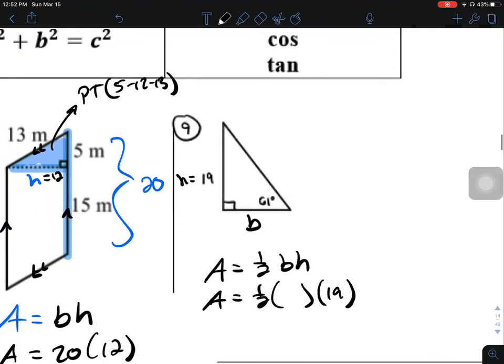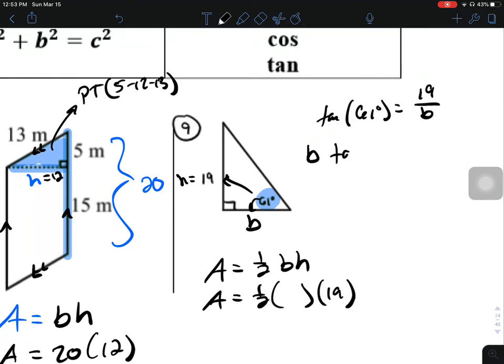Well, how do we find this base? Well, we're going to use trig. Start with your acute angle. We have the opposite leg, which would be 19, and we have the adjacent leg, which would be B. That is tangent. Tangent of 61 degrees is the opposite leg over the adjacent leg. To solve this, we want to get B by itself. We want to get it off of the fraction first. We're going to multiply both sides by B and get B times tangent of 61 degrees equals 19.